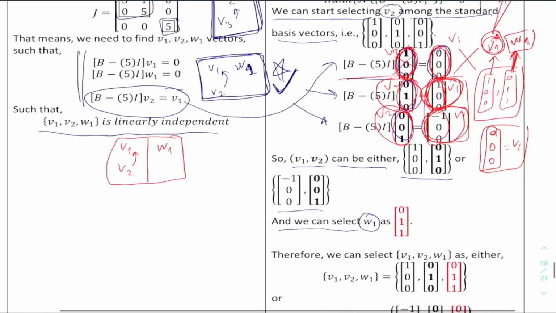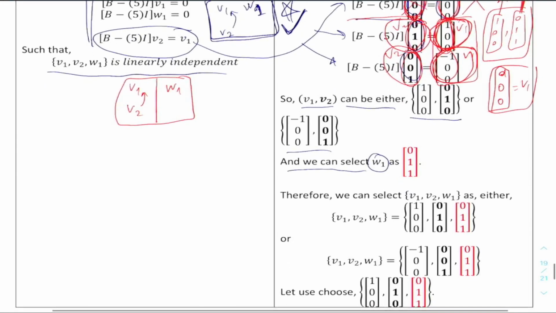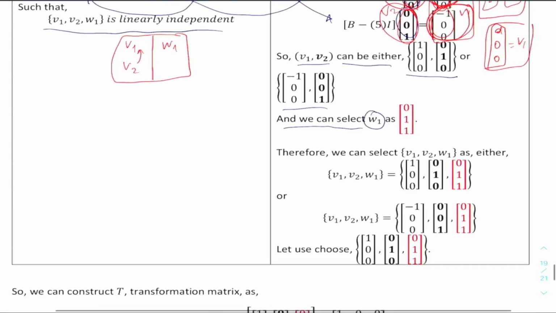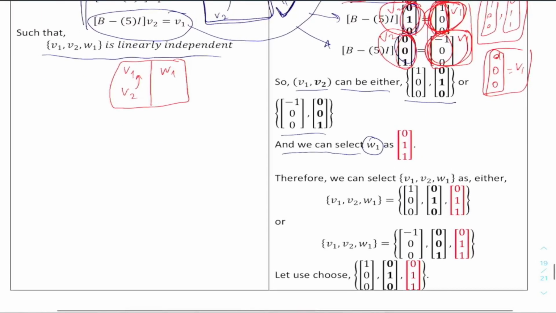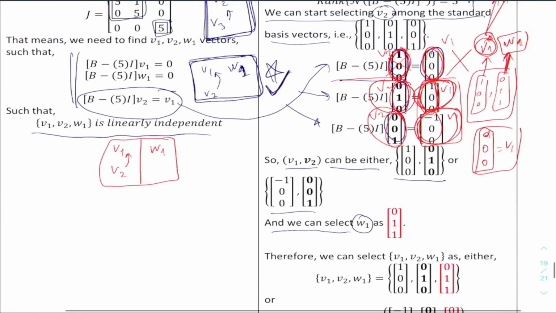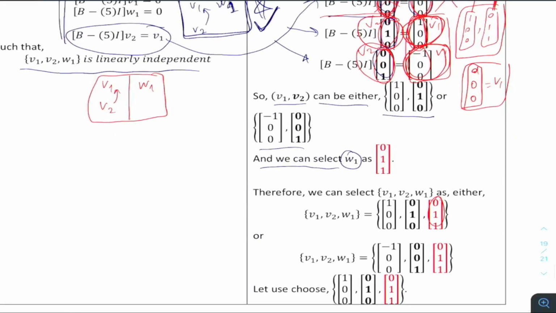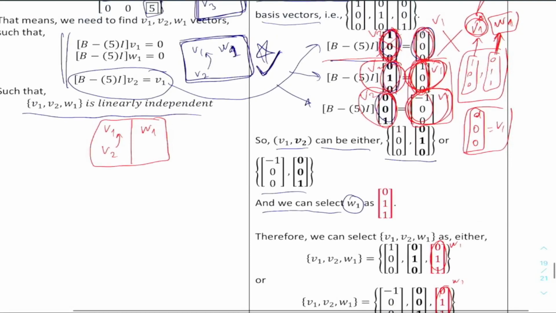At this moment I guess it is not important for us to check that. We can use w1 as 0 1 1. We know that, we established that. However, v1 and v2 can be this pair or this pair.